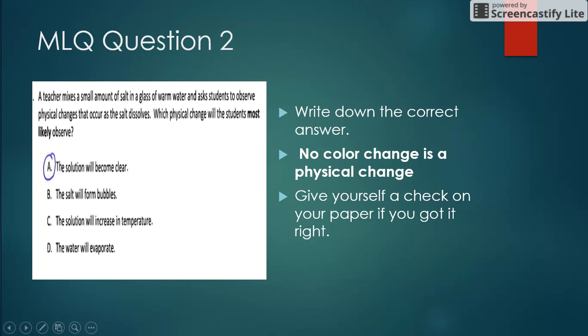MLQ question 2. A teacher mixes a small amount of salt in a glass of warm water and asks the students to observe physical changes that occur as the salt dissolves. Which physical change will students most likely observe? Well, I know that when I stir salt into water, the solution will become clear. So the correct answer is A, and get this down in your notes, it is because no color change is a physical change. If the solution just becomes clear, I know that a physical change has occurred.